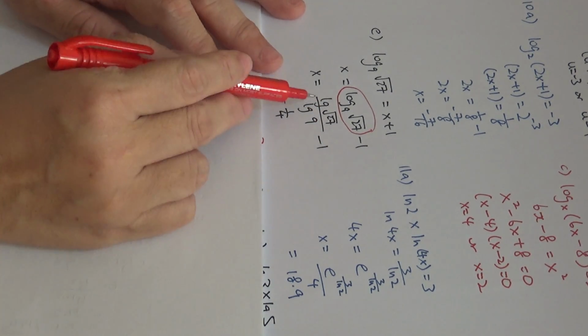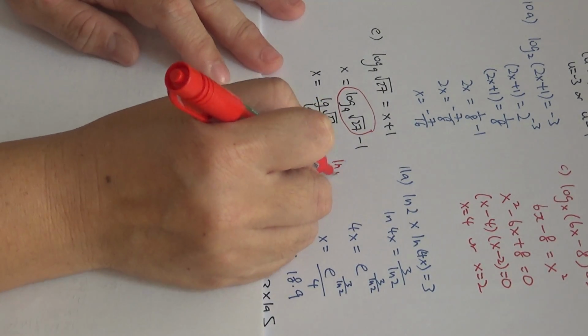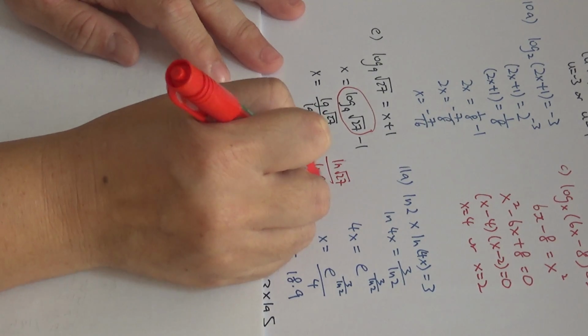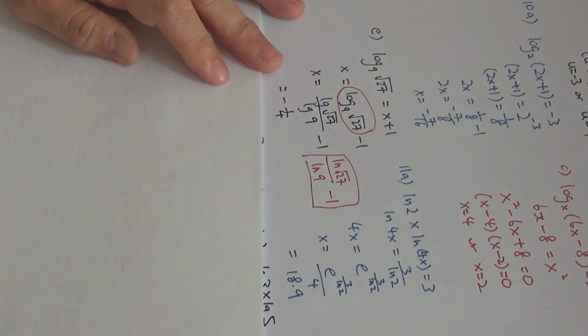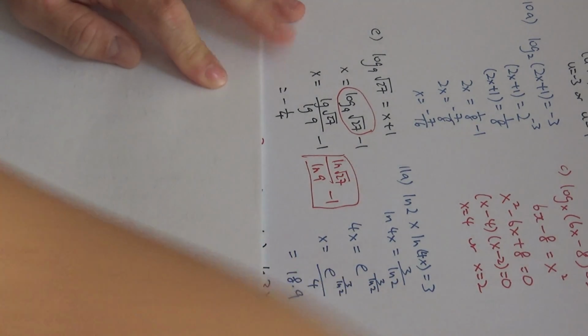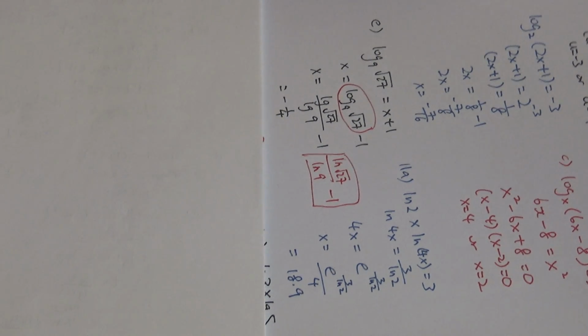Now, some people will ask me, what if I change it to ln? Even if you change it to ln, you will still get the same answer. It doesn't matter. If you don't believe me, you can try pressing your calculator. The answer is still -1/4, so it doesn't matter at all. Okay, next we will look at question 11.